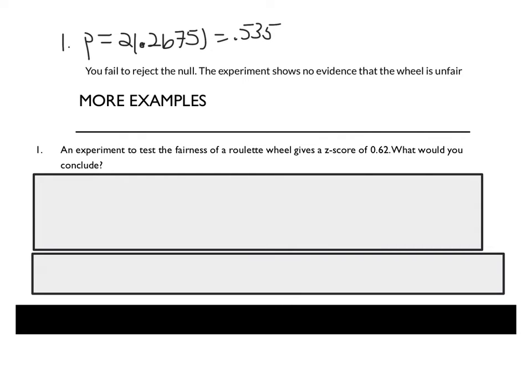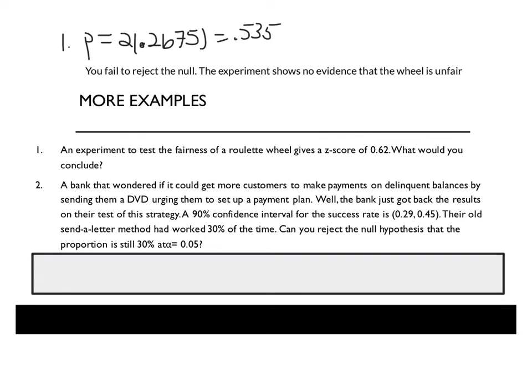For number 2, we have a bank that wondered if you could get more customers to make payments on delinquent balances by sending them a DVD, urging them to set up a payment plan. Well, the bank just got back the results on their test of this strategy. A 90% confidence interval for the success rate was from 29% to 45%.